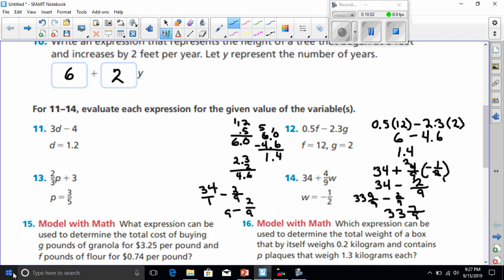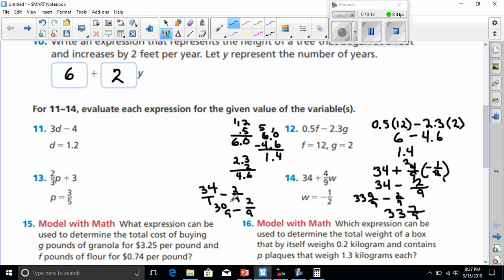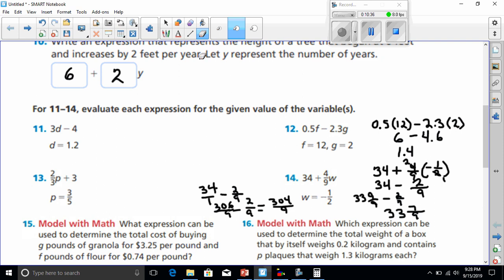What is 34 times 9? Let's use a calculator for that. 34 times 9 gives me 306. And it would be 306 minus 2, which would equal 304 over 9. Now we'd have to see how many times 9 goes into 304, because every fraction is really a division problem, right? I'm running out of room, so I'm going to erase some of this and do my division here: 304 divided by 9.